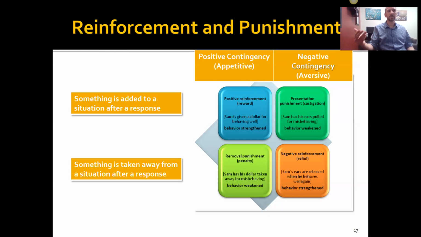Second column, you add a negative contingency, an aversive one, then that's going to be positive punishment. So Sam has his ears pulled for misbehaving. You're adding something, pulling the ear, but it's unpleasant. So that actually functions as positive punishment. And then on the final square, something is taken away, a negative contingency. So you take away something a person doesn't like. Sam's ears are released when he behaves again. So when you release that, there's a sense of relief, and that's going to strengthen their behavior.